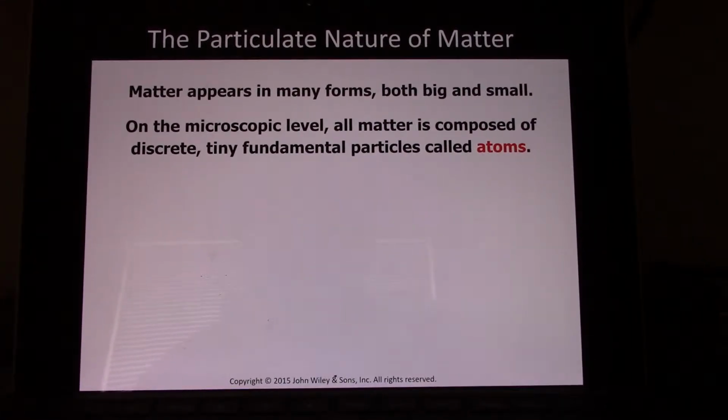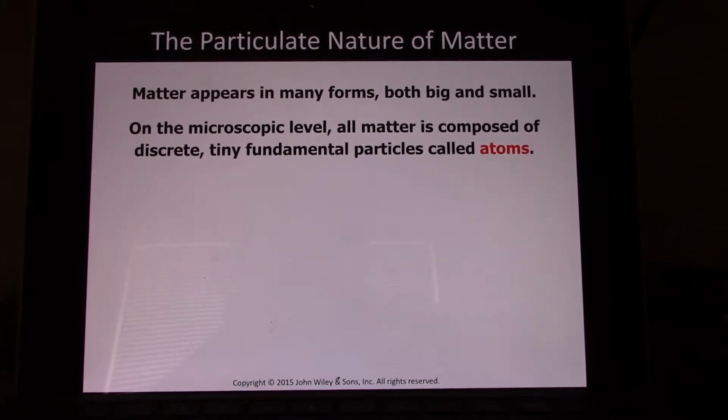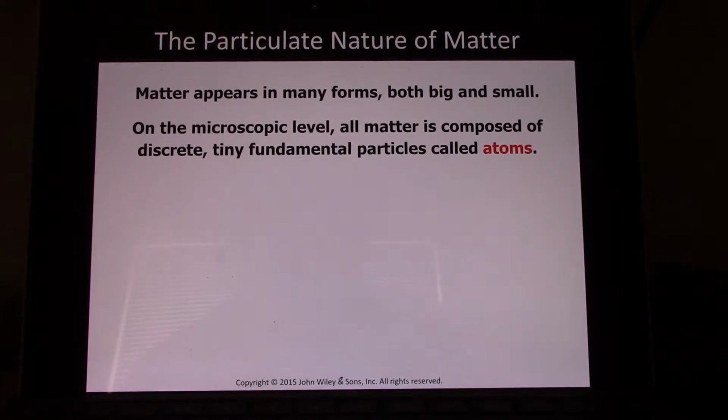Chapter 1, Part 2, the particulate nature of matter. In this class, we're going to cover solids, liquids, and gases. And we'll talk a little bit about plasmas, which is a fourth state of matter, but it's kind of exotic and doesn't exist on Earth very often.